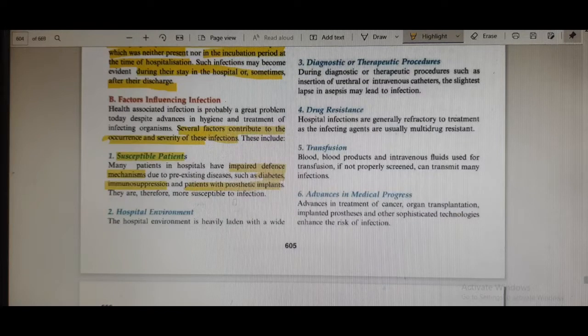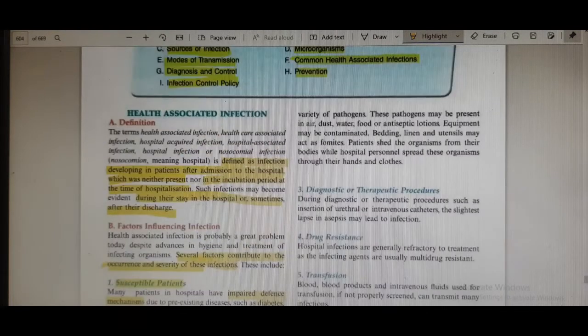So in these type of patient, the chance of infection is more high. Moving to the hospital environment, the second factor of infection. So the environment is heavily laden with a wide variety of pathogens. So there is a wide variety of pathogens which are present in air, dust, water, food, or antiseptic lotions also.